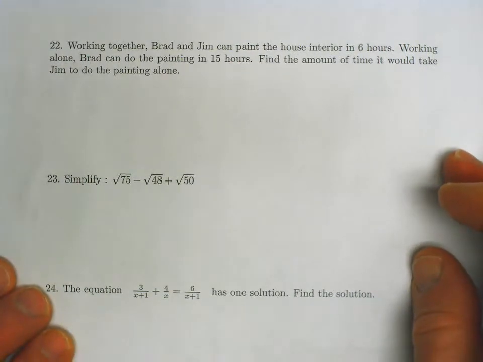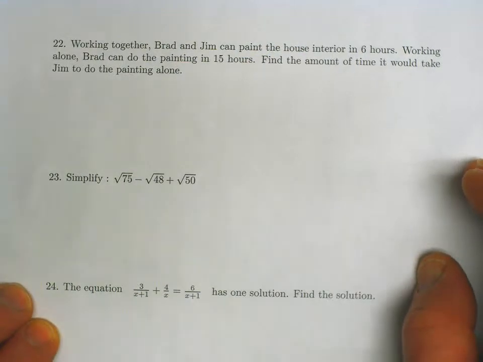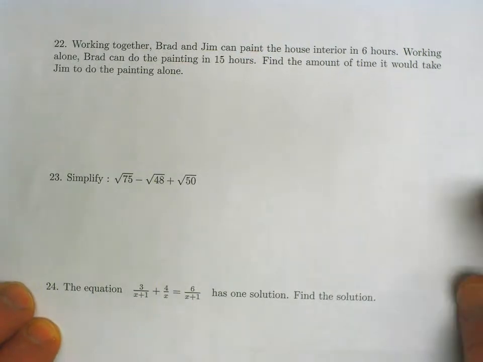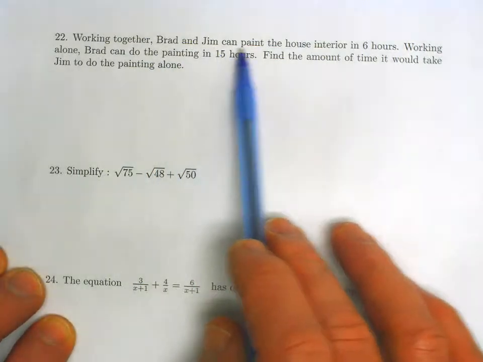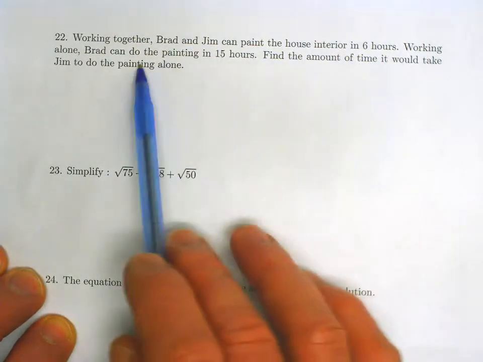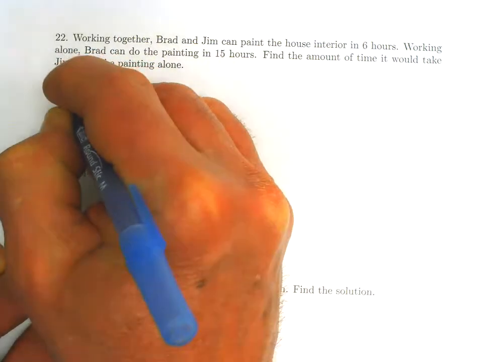Hey, this is a work problem. We've seen a bunch of these. Well, those of you who actually watch. So Brad and Jim, they work together, and in 6 hours they can paint the house. So Brad works at a rate.